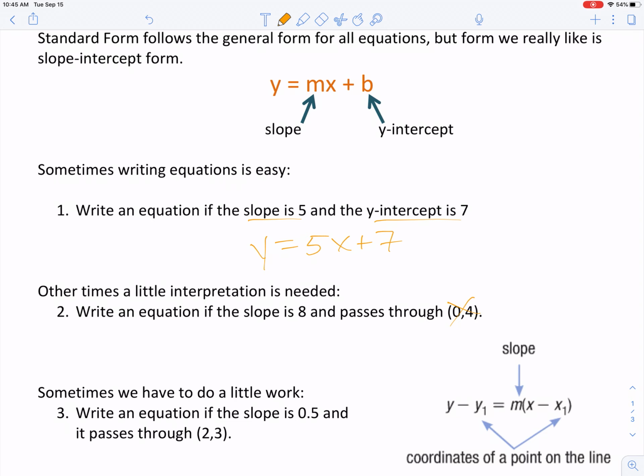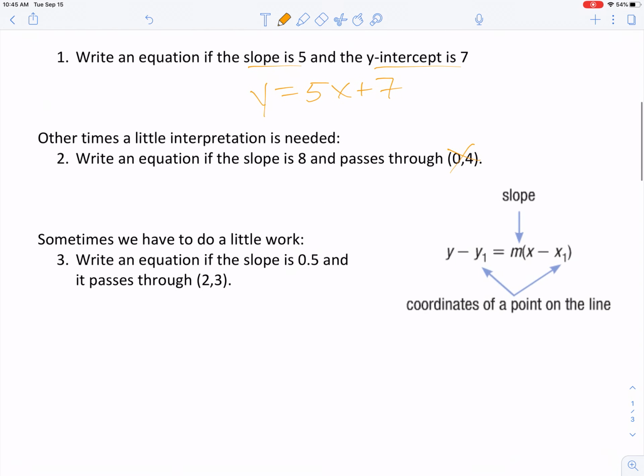Actually, we're going to skip that one. Write an equation if the slope is 0.5 and it passes through (2, 3). There are two ways you can do this. Here's method 1. I call this the 3-step method. Step 1 is to ask yourself, what is the slope? The slope is 0.5. So you'll see me shorthand this as m equals 0.5.